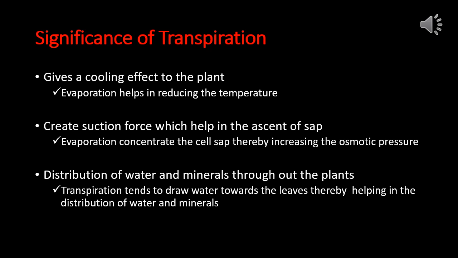Then the third advantage of transpiration in plants is distribution of water and mineral salts. That means, when the leaves give out water vapor, more water is transported to all other parts of the plant, and through the water, the mineral salts are distributed to all the parts of the plant. Higher the rate of transpiration, greater the rate of absorption of water and solutes from the soil.